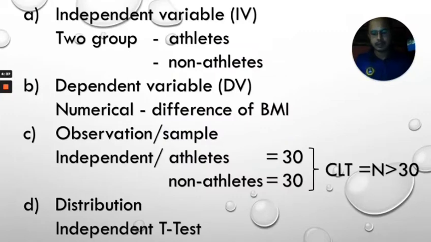The independent variable, IV, is two groups, athletes and non-athletes. The dependent variable, DV, is numerical, the difference of BMI. Observation samples are independent, athletes 30 and non-athletes 30, because of the central limit theorem, normal is n more than 30. Distribution is normal and parametric, so use the independent t-test.